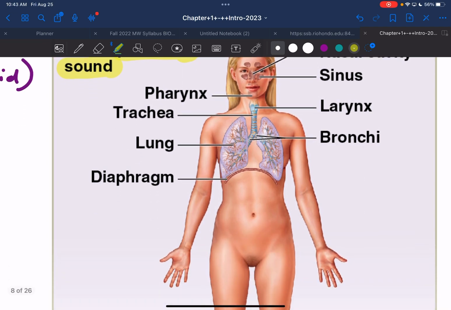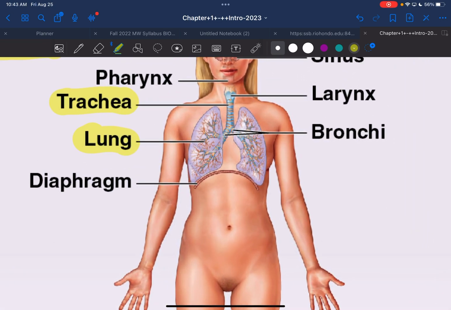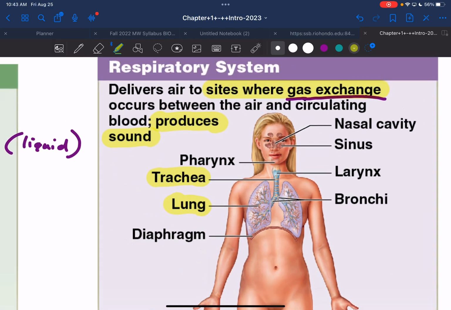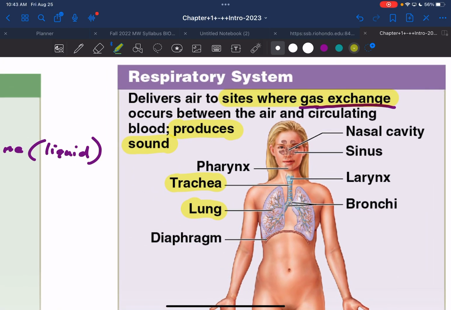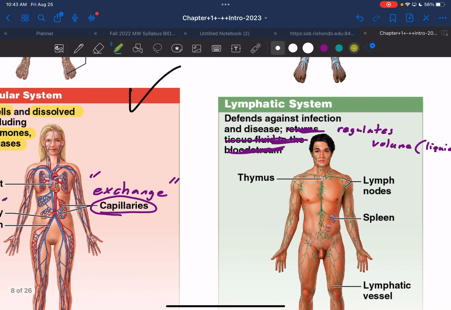The only structures I care for you to know are the lung and the trachea, and that's it. Actually, yeah, we'll leave it there. Lung and trachea. All right, make sure you can identify those as examples for the respiratory system. You must know examples for each one, and I'm just making sure you pick very specific ones.